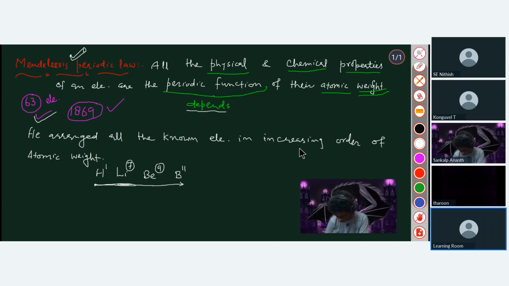He arranged all the known elements in increasing order of their atomic weight. For example, its atomic weight is 1, then it is 7, right? So in this increasing order, you can find it in the Mendeleev's periodic table.